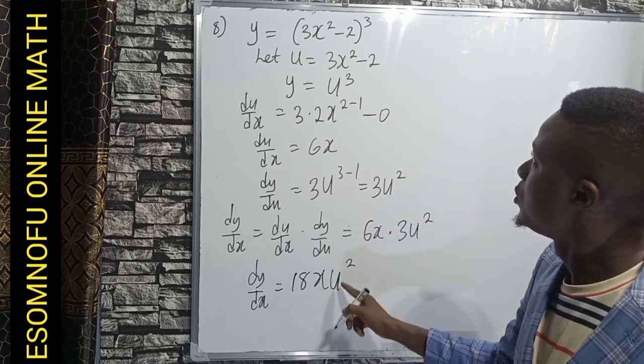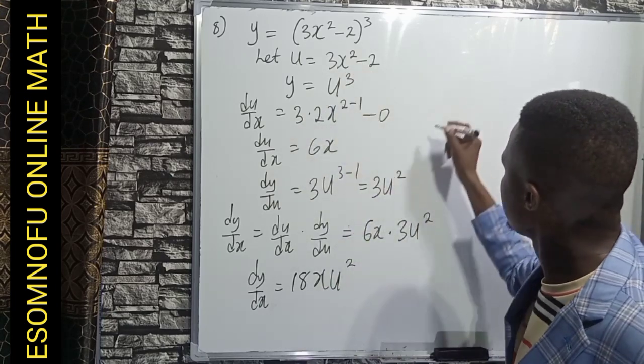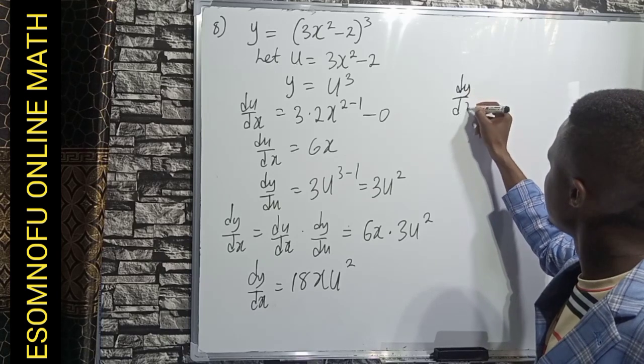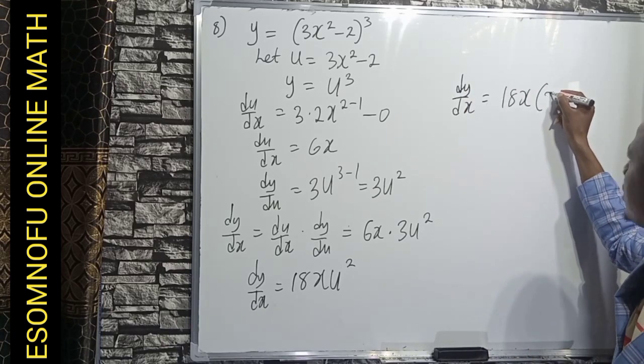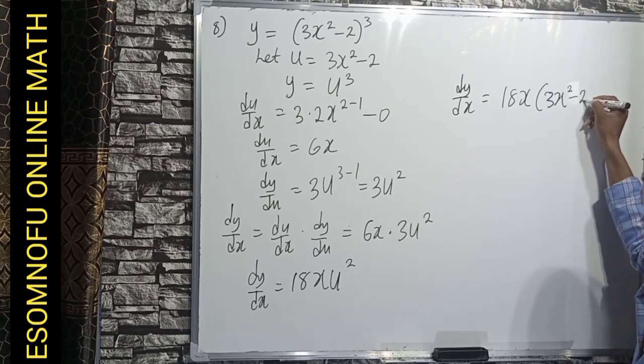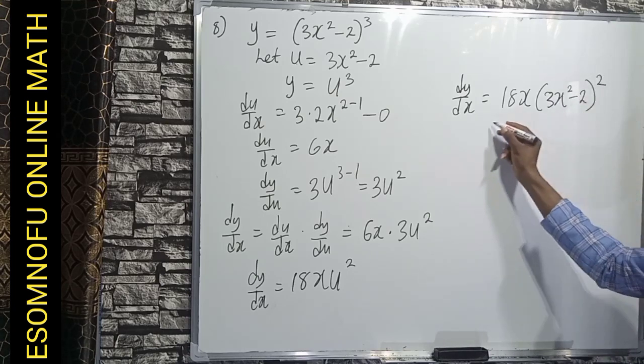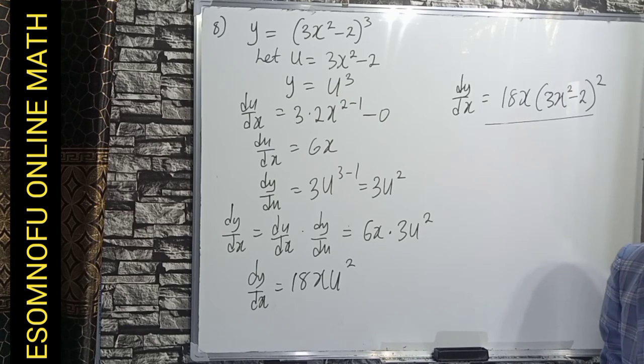But what is your u? u is equal to 3x squared minus 2. Therefore, dy over dx will give you 18x into 3x squared minus 2 all squared, and this is your dy over dx. So let's take the ninth question.